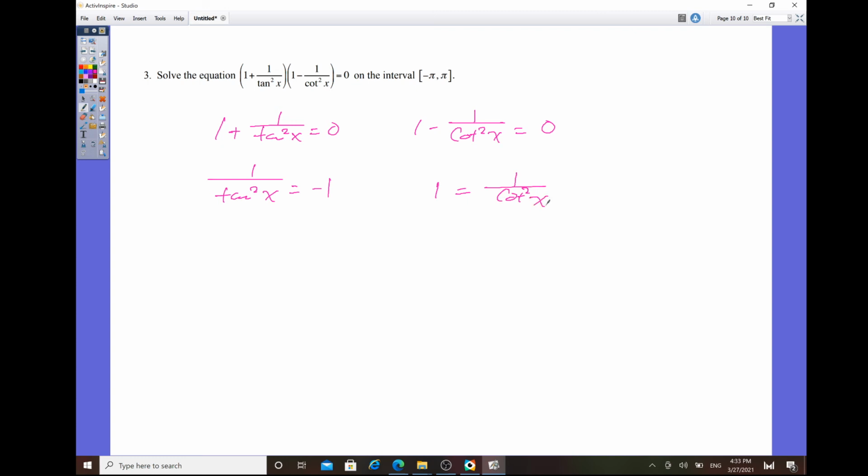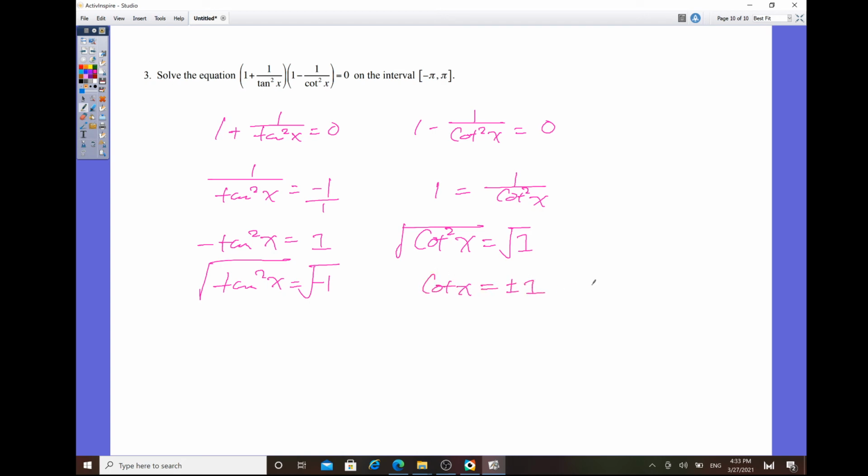Cross multiply. What we found here is negative tangent square of x equals 1. In other words, tangent square of x equals negative 1. Does that make sense? Square root both sides, it's going to be an imaginary number. It's impossible. But what about this? Would that be possible? Cotangent square of x equals 1. Square root both sides, so cotangent of x equals plus or minus 1. So when does that happen? Cotangent of x equals plus or minus 1. That means x could be pi over 4, in all 4 quadrants.